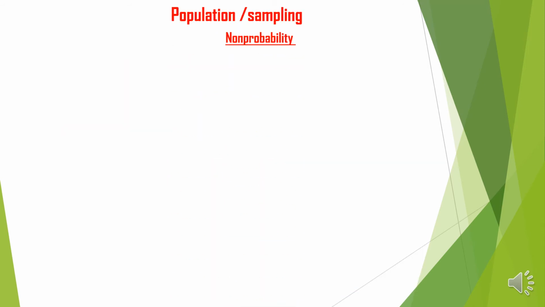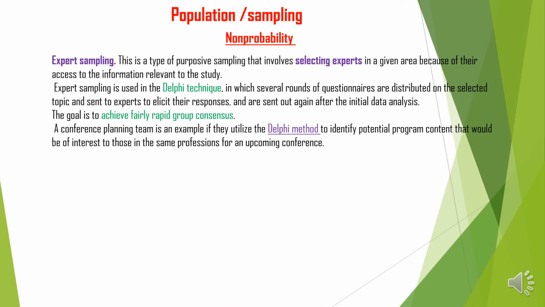Another type of non-probability sampling is expert sampling, which we also call the Delphi method or Delphi technique. This type of purposive sample involves selecting experts. My sample is experts only in a given area because of their access to information relevant to the study. In the Delphi technique, I send several rounds of questionnaires to those experts. But take care, those experts are supposed to be in different geographical locations. For example, one in the United States, one in London, one in Canada, one in France, one in Egypt, one in the Kingdom of Saudi Arabia.